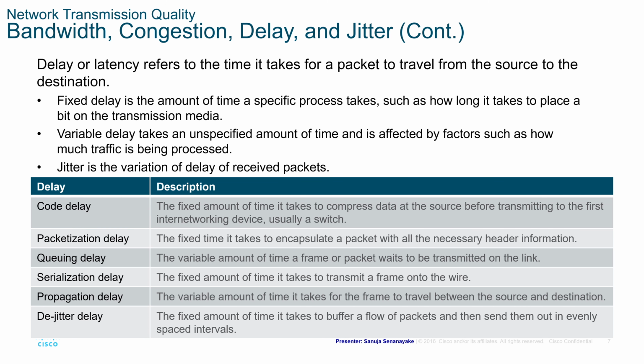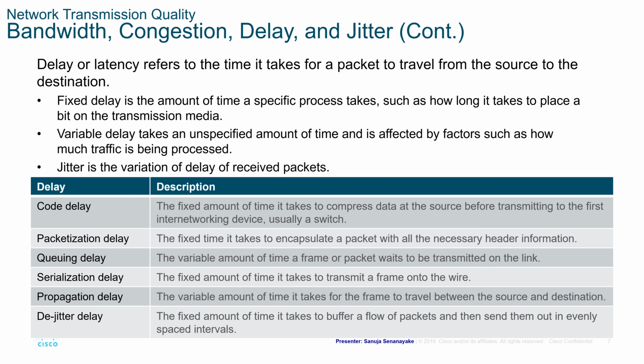Queuing delay is the variable amount of time a frame or packet waits to be transmitted on the link. So that's a queuing delay. That's where we can apply some mechanisms, right? With the QoS, we can play with the queuing delays a lot. So the queuing delay is the variable amount of time a frame or packet waits to be transmitted on a link. A serialization delay is the fixed amount of time it takes to transmit a frame into the wire. So the time that it takes to transmit the frame all into the wire itself is called the serialization delay.